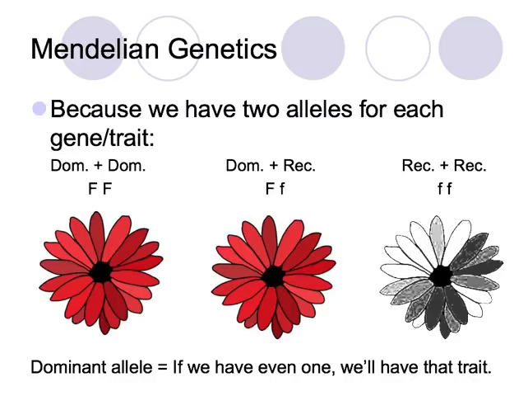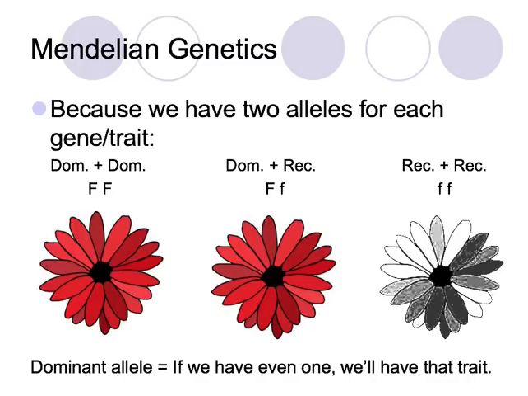Okay, so the reason why this can happen and we can have these different combinations has to do with the fact that you inherit two alleles. One allele comes from mom, one allele comes from dad. So if you inherited the dominant allele, let's say the capital F, from mom and the dominant F allele from dad, then you're homozygous dominant. You have two copies of that dominant trait. Your phenotype is the dominant trait, which in this example is a red flower.